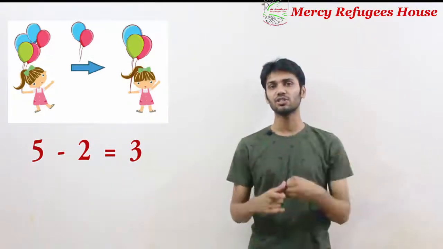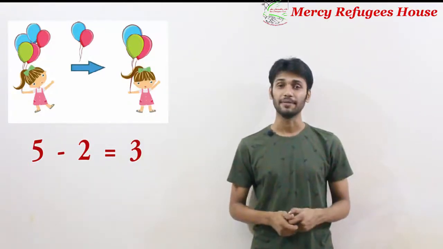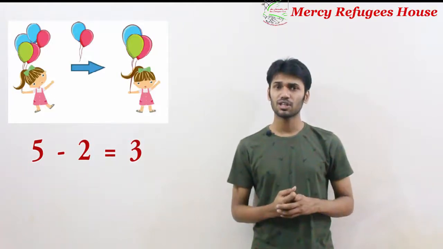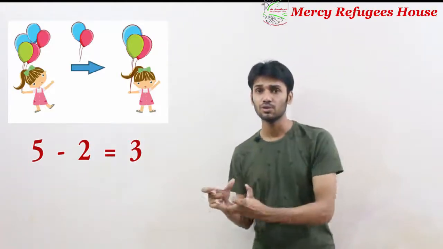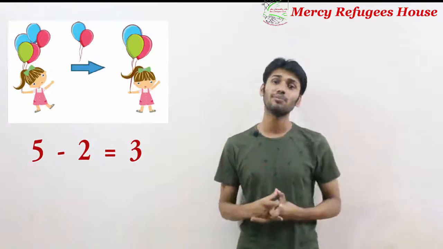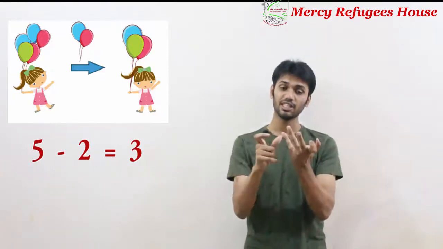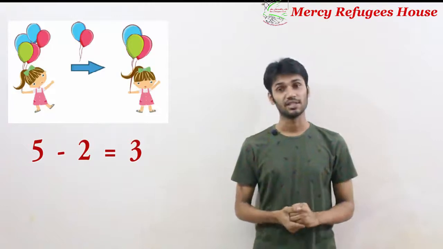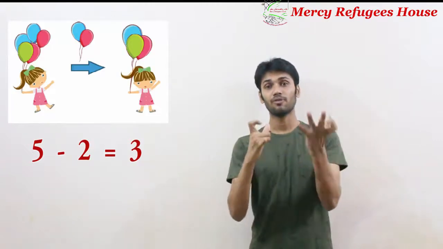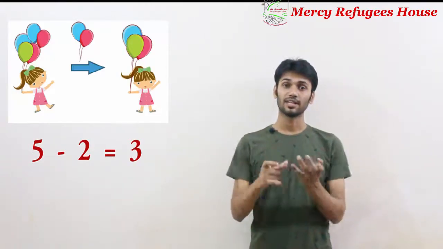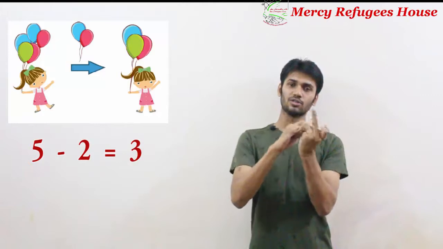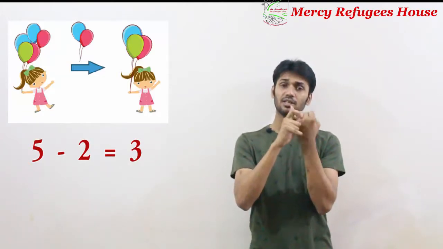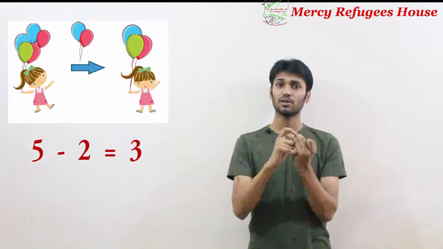Now you could reach these 3 balloons in 2 different ways. So what's the smallest number? 2. Now from 2 to get 5 balloons, how many more balloons are you going to need? 3, 4, 5. 3 balloons you're going to need. Or from 5 to 2 you could go 4, 3. How many more balloons are you going to need? 3.